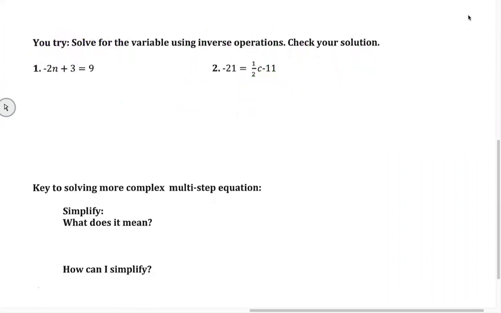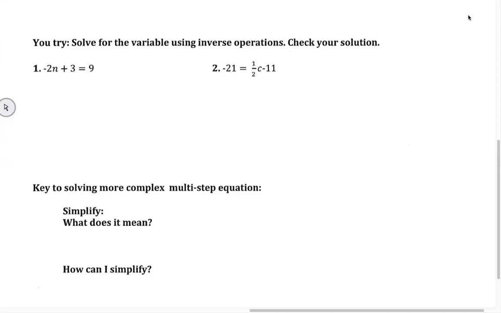So let's look at number one. Number one says negative 2n plus 3 equals 9. So first thing I need to do, all right, Cody, you there? Cody.